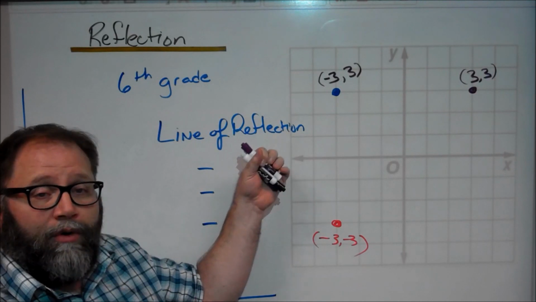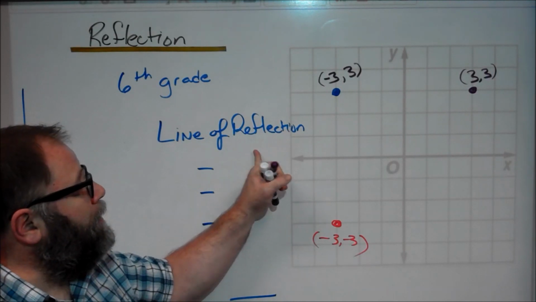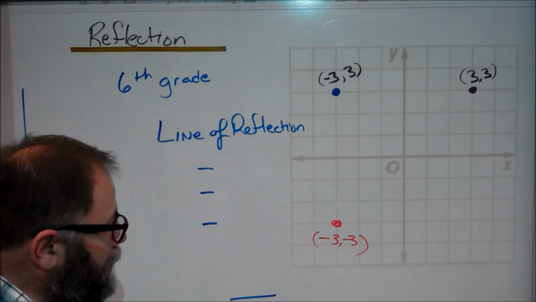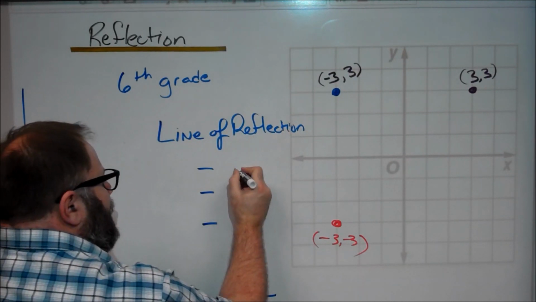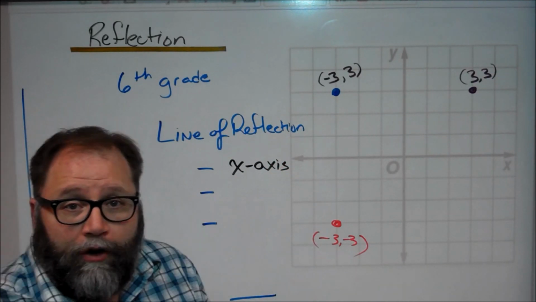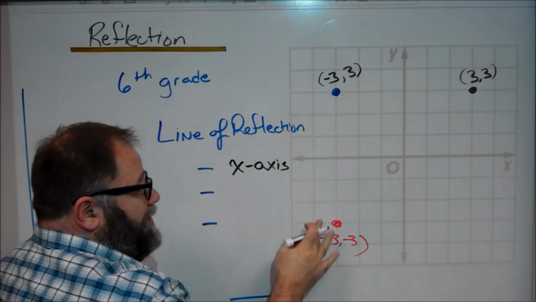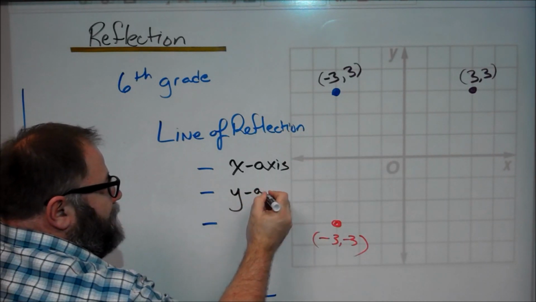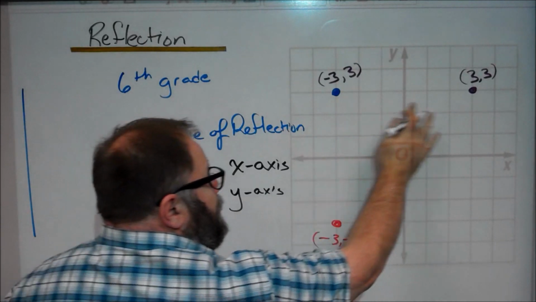The idea of this, though, is a twist is that we can have a line of reflection, and that line of reflection, what we're used to seeing is a line of reflection of being like the x-axis. So we can reflect something across the x that look like this from here to here. Or we can reflect something across the y-axis, which is from here to here.